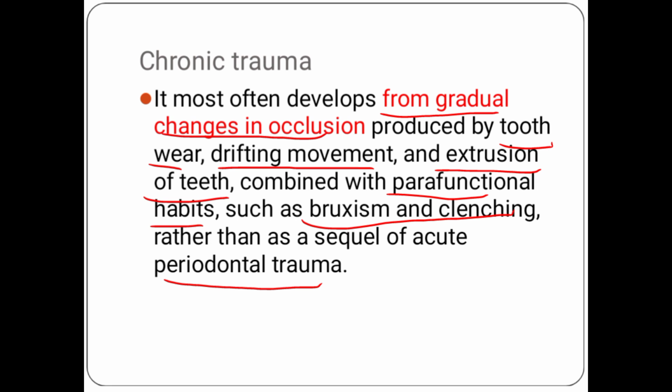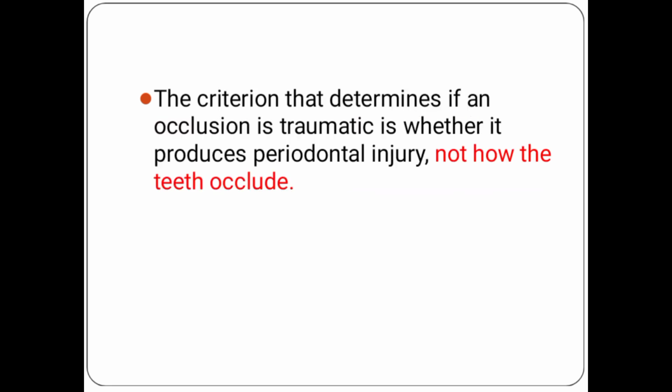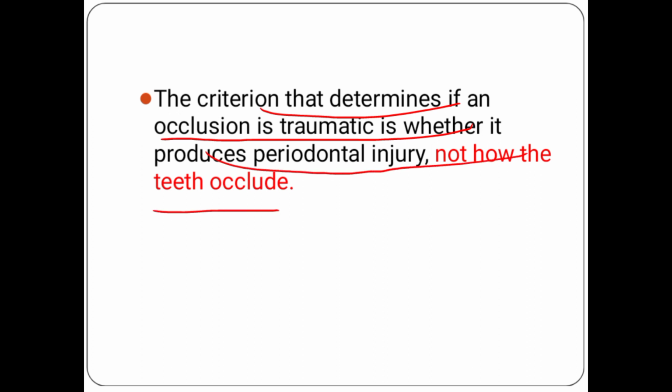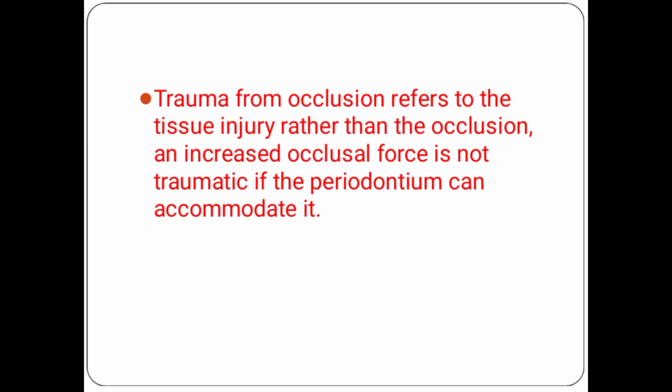They are saying here, acute periodontal trauma. Okay, the criterion that determines if an occlusion is traumatic is whether it produces periodontal injury, not how the teeth occlude. Again they have said the same thing: the occlusion that causes trauma is the one that produces periodontal injury, not the normal occlusion people have. Trauma from occlusion refers to the tissue injury, rather than the occlusion. An increase in occlusal forces is not traumatic if the periodontium can accommodate it.